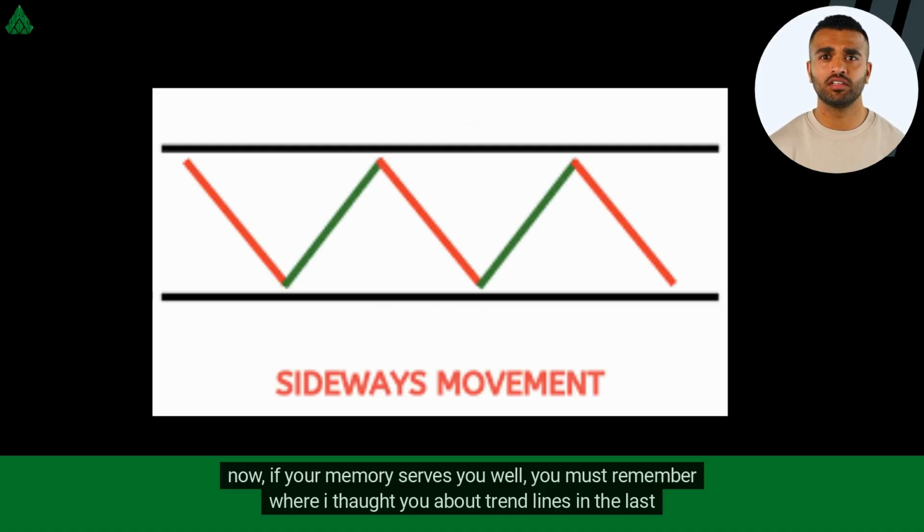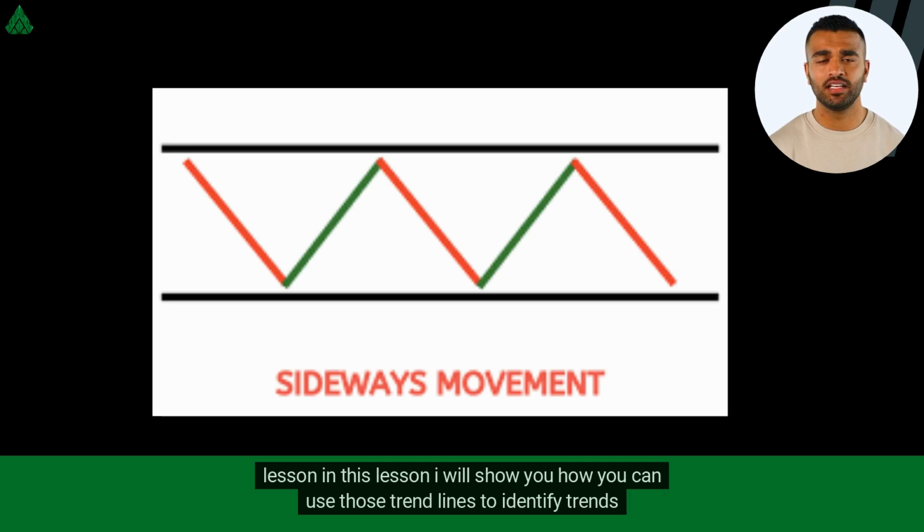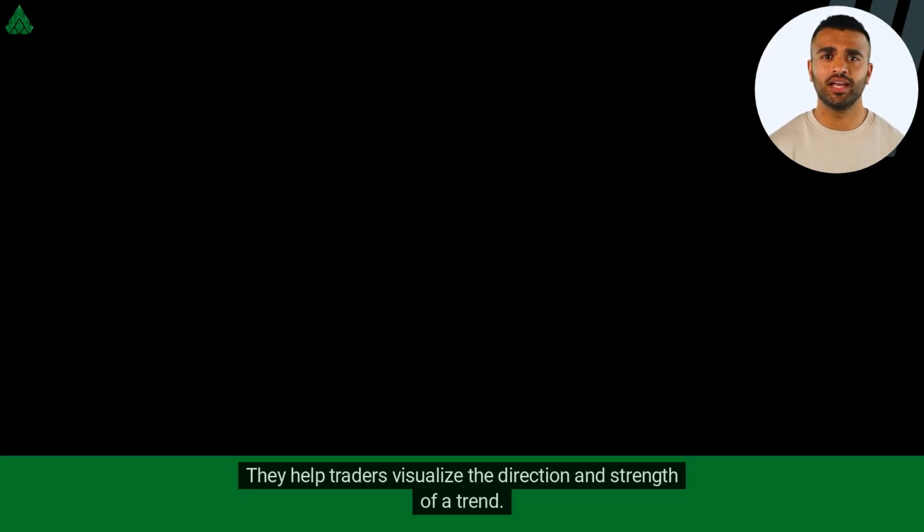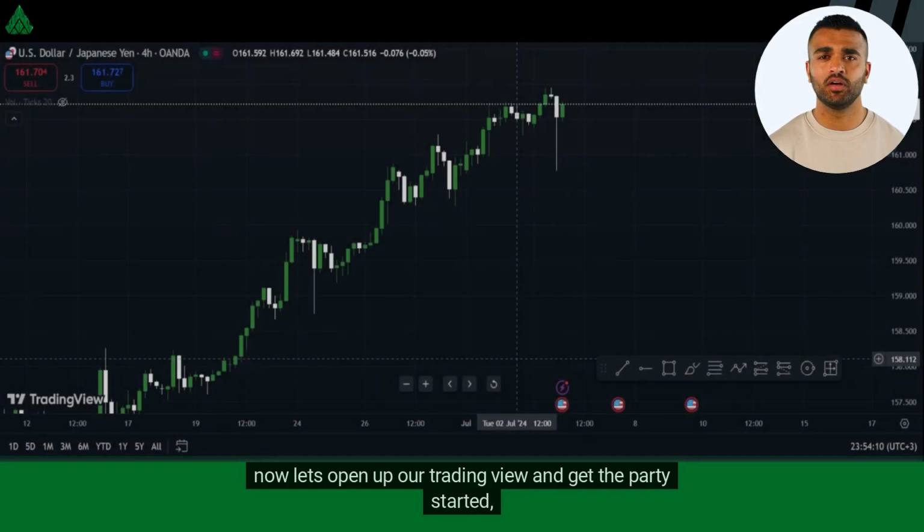Now, if your memory serves you well, you must remember where I taught you about trend lines in the last lesson. In this lesson, I will show you how you can use those trend lines to identify trends. So trend lines are a crucial tool for identifying and confirming trends. They help traders visualize the direction and strength of a trend. Now let's open up our TradingView and get the party started.